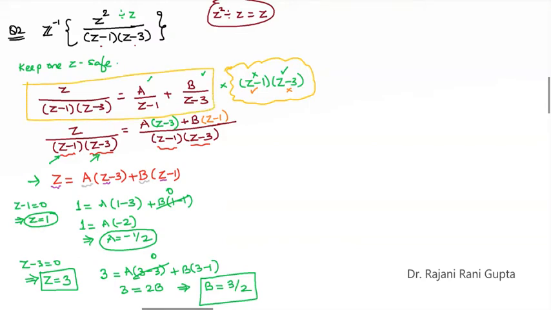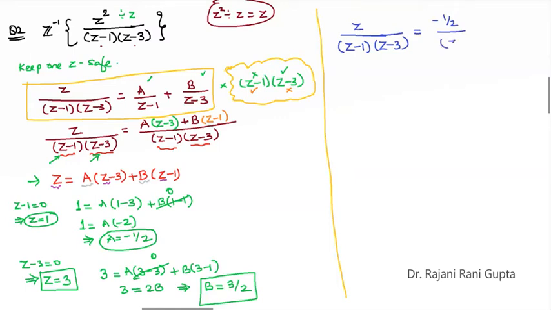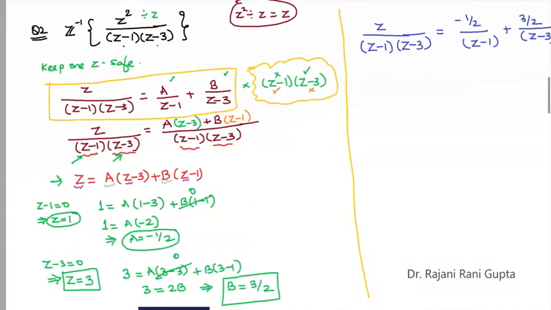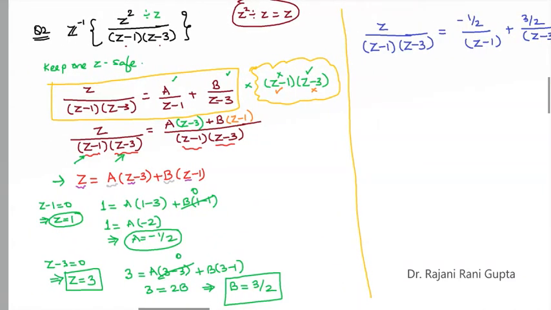Okay, so let's substitute it here and see what we will get. When we substitute it there, we get z over (z minus 1)(z minus 3) is equal to the value of a, minus half, over z minus 1, plus the value of b, 3 over 2, over z minus 3. Now see, we got the values of a and b as constants.